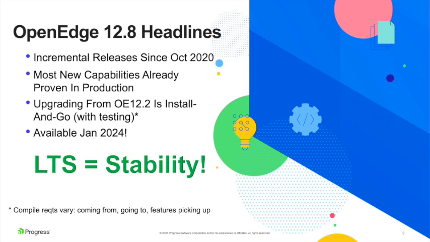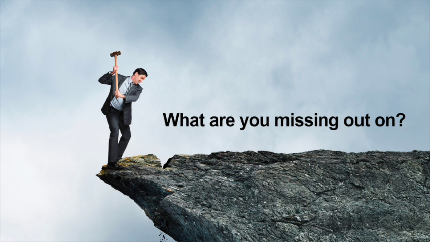And what this does is it gives us the stability that's required for a long-term support release. I'm wondering how many of you are on a version prior to 12. Who's on 12.2? Either way, you're probably not aware of all the great things we've added to the product. Certainly, if you are one of the organizations that stays with the long-term support releases and you're on 12.2, there are a lot of great new things that you could be taking advantage of in 12.8. So what are you missing out on?